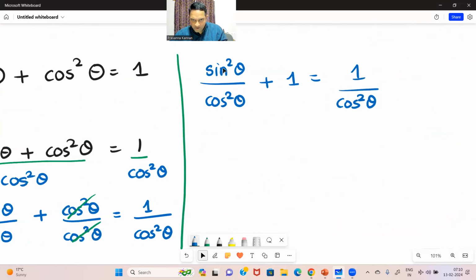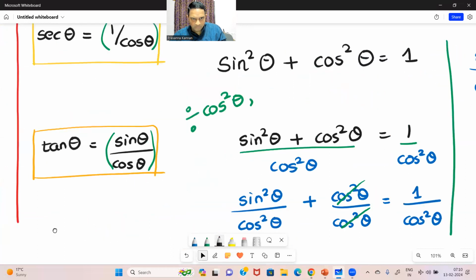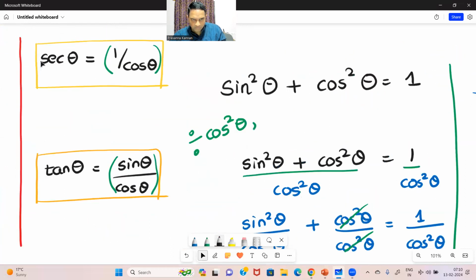So what are you having here? You're having sine square theta by cos square theta. So can I write it as what? Tan square theta. Very good. Plus 1 is equal to 1 by cos square theta. Have you seen anything which has 1 by cos theta as a formula? Sec theta. You can call it a sec theta or secant theta, okay?